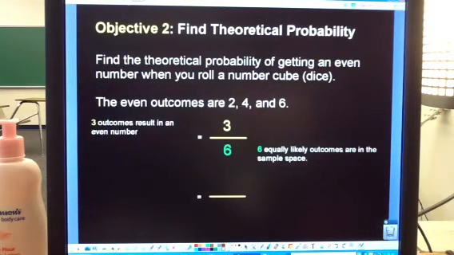Okay, so if we move on to the next slide, if I asked you to find the theoretical probability of getting an even number when you roll a number die, or a number cube, or a dice, first of all, what even numbers do we have to choose from? Well, on a dice, we have 1, 2, 3, 4, 5, and 6. 1, 3, and 5 are odd, so 2, 4, and 6 are even. And so we have three outcomes that could possibly result in our event, which is getting an even number. So this even number here is our event. We're looking for the probability of getting an even number.